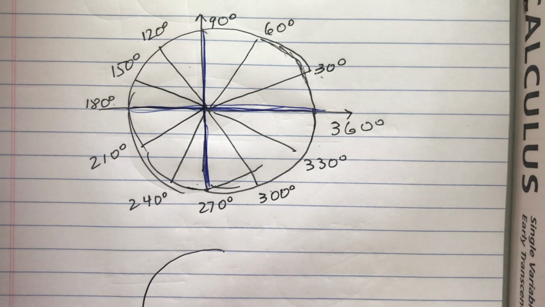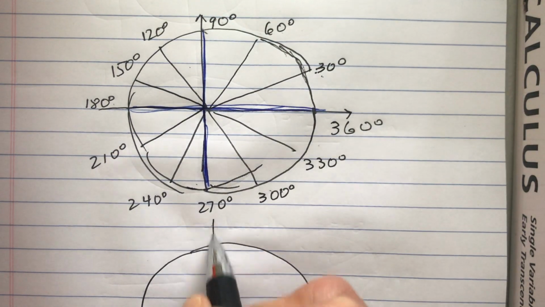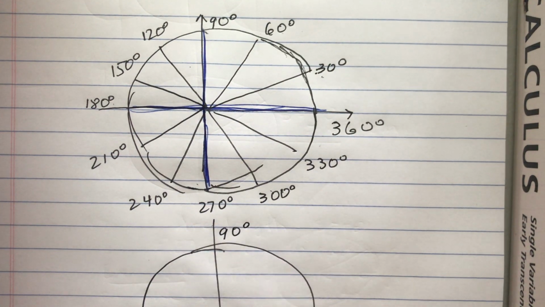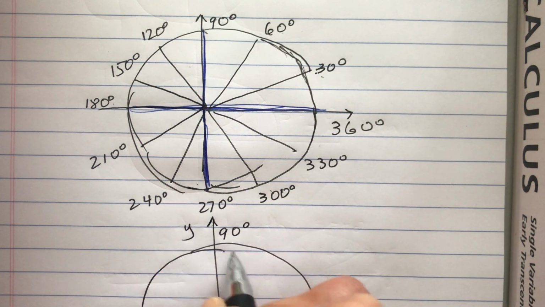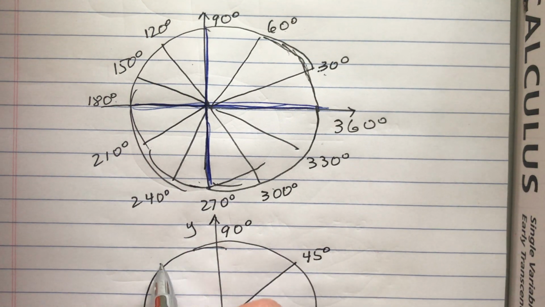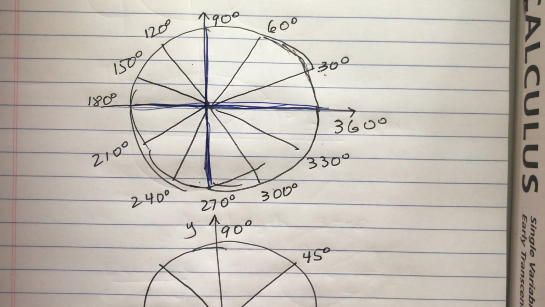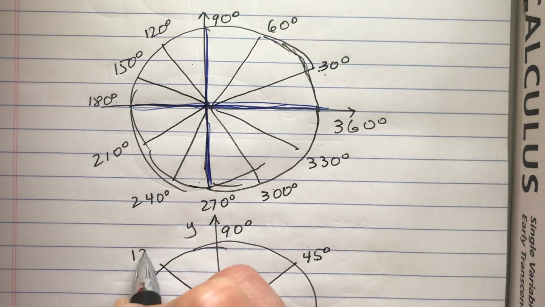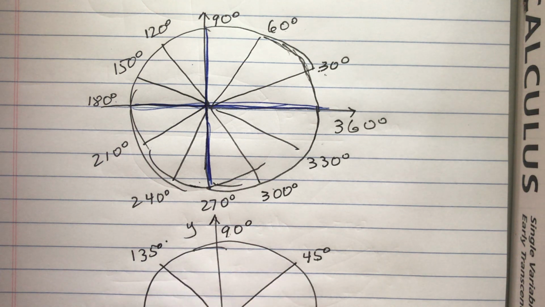I'm going to also write 45-degree angles here, but I'll use a different circle. Half of 90 is 45 degrees. So then I can do the same thing where I find multiples of 45. 45 times 2 is 90. Another 45 makes 135 degrees. Another 45 makes 180 degrees. Then 225 degrees, 270 degrees, 315 degrees, 360 degrees.